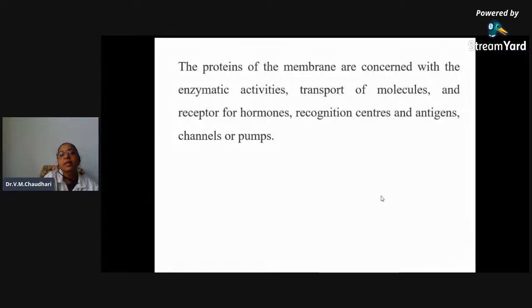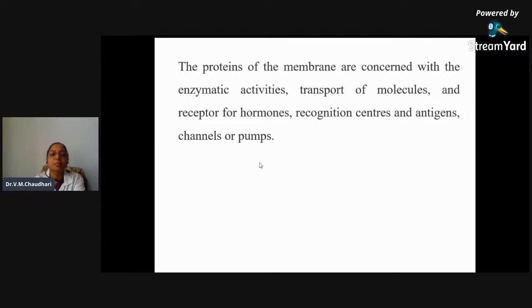Then proteins of the plasma membrane are concerned with enzyme activities, transport of molecules, receptors of hormones, recognition centers and antigens, and channels or pumps. What is the function of the membrane protein? They are concerned with enzymatic activities. They transport various molecules from outside to inside and inside to outside of the cell. Any toxic molecules formed in biosynthetic activities are passed to the outside.